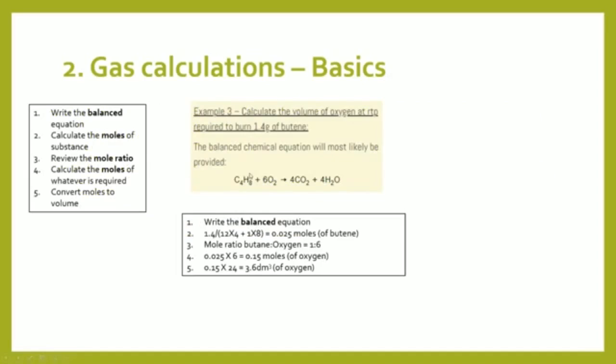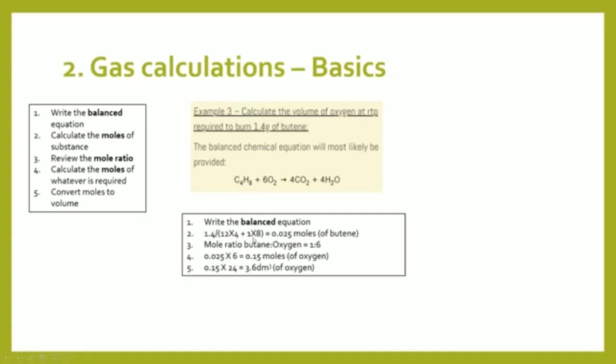It's actually very similar to what we took a look at before. The example says calculate the volume of oxygen at room temperature and pressure required to burn 1.4 grams of butane. Great. We take a look at the balanced equation here and we think, well, 1.4 grams of butane, how many moles is that? We always want to think about the moles, not the mass, right? So 1.4 divided by the relative formula mass of butane, which is 12 times 4 from the carbons and 1 times 8 from the hydrogens, giving you 0.025 moles of butane that was used in the chemical reaction.